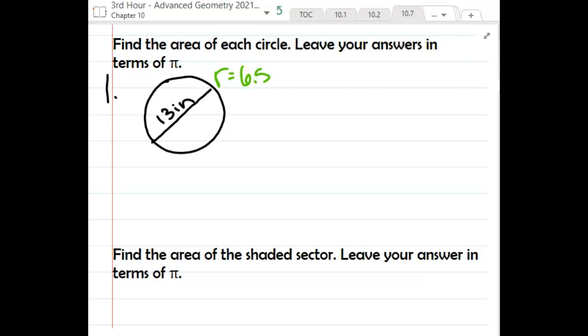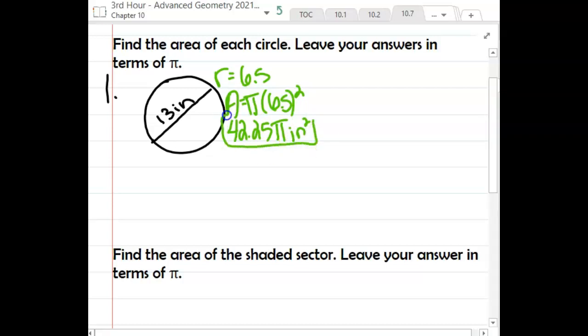And then you take that, plug it into your formula. So to find the area, we would take pi times 6.5 squared. You're not going to plug the pi in your calculator, but you will need to take 6.5 squared, which would give you 42.25 pi. And don't forget your units, right? We're going to use inches squared. Very good.